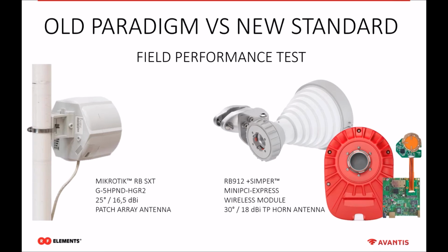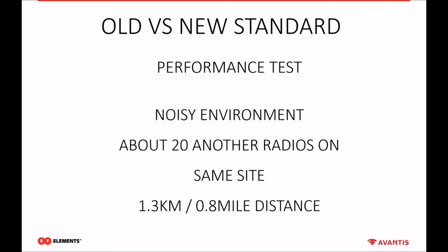It's a patch array antenna. We chose an SXT because the radiation angle as well as gain is very similar to the symmetrical sector antenna. So that was the first link, and the second link we created with the symmetrical sector antenna, and we used a twist-port adapter with the mini PCI Express module. The site where we set up this test was a very noisy site. Around 20 other radios were on the site, and the distance between these two APs was 1.3 kilometers, and we did it in Slovakia.